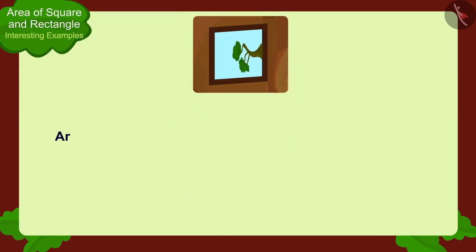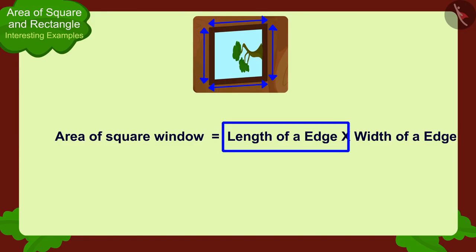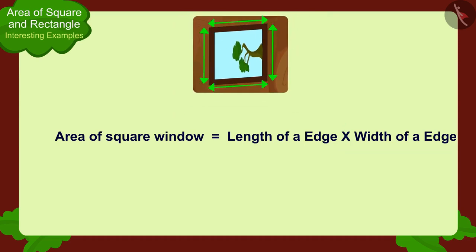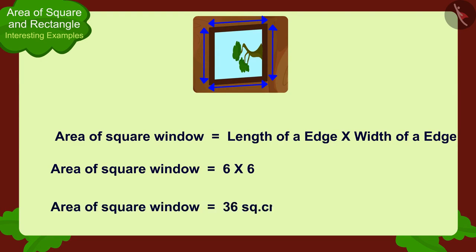We can find the area of the square window by multiplying its length and width. But do you remember, children, that all edges of a square are exactly the same? Therefore, the measurement of the length and width of this square window will be exactly the same, 6 meters. In this way, the area of the window would be 6 times 6, 36 square meters.